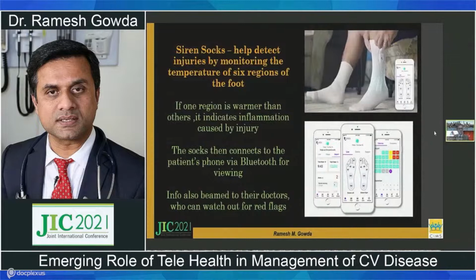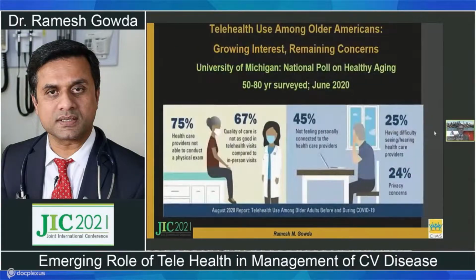So one such example is called the Siren Socks. It helps detect injuries by monitoring the temperature of 6 regions of the foot. If one region is warmer than the others, it indicates inflammation caused by injury. It could be very useful in diabetics. The socks then connect to your patient's phone via Bluetooth, and then the doctors can see what the red flags are.